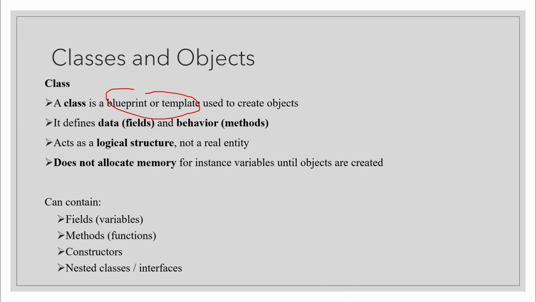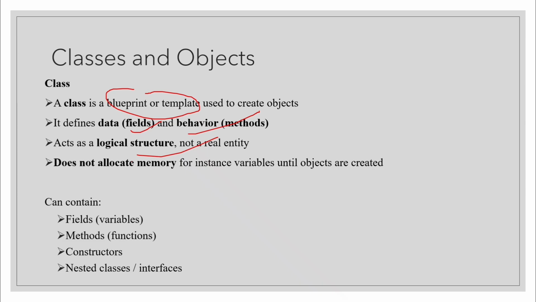Imagine a blueprint of a house. It shows how many rooms, doors, and windows are there, but it is not an actual house. In the same way, a class defines what an object should have. It defines the structure and the behavior, which means the data it should contain. And it also acts as a logical structure, not a real entity. Structure means what things an object has. What is behavior? What an object can do.